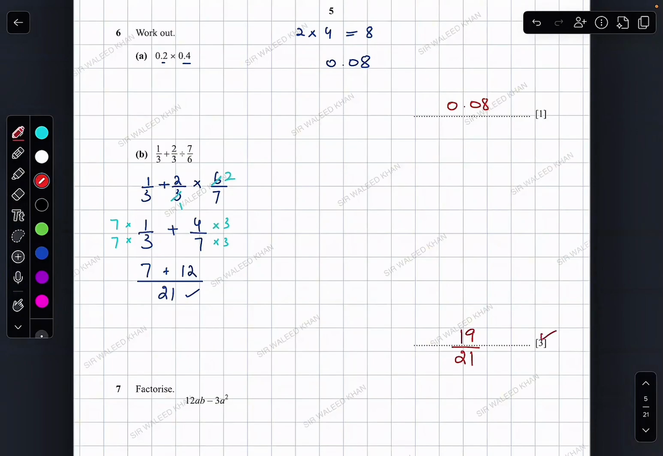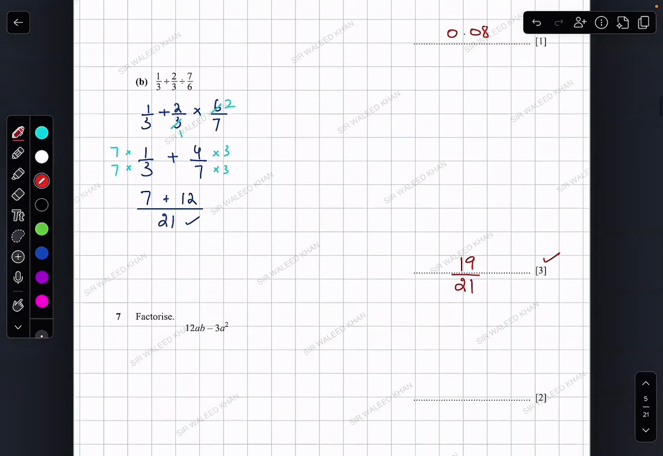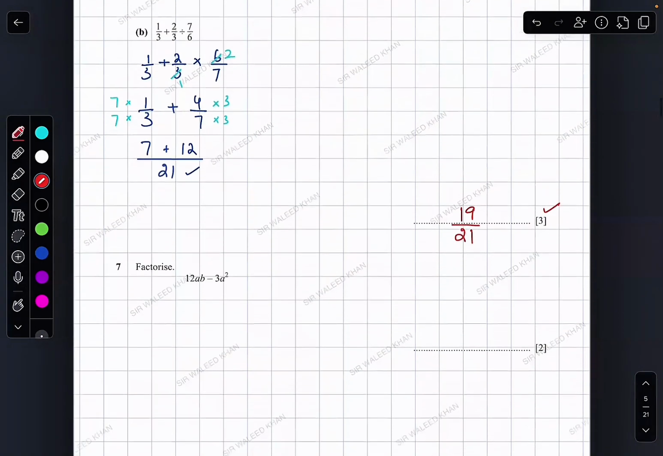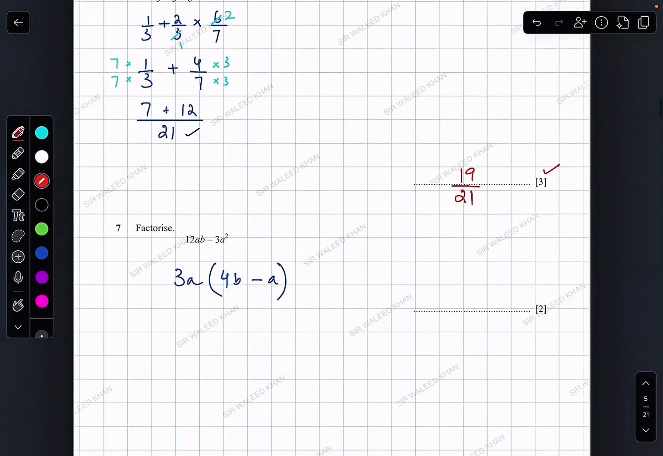Show some steps, even if it's a basic calculation. If the marks are more than 1, show some steps like this. Factorize this over here. We have to take common. 3a is common, so 4b minus a. That's your answer.